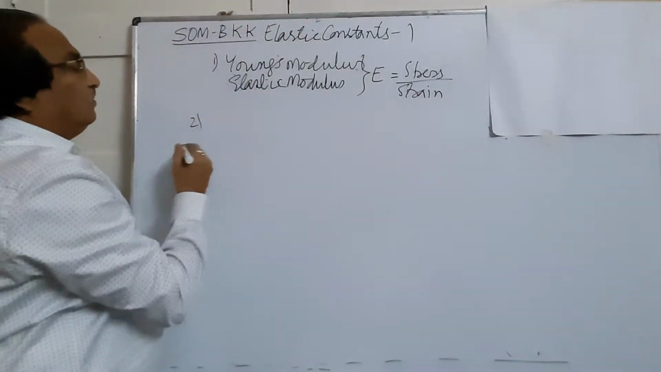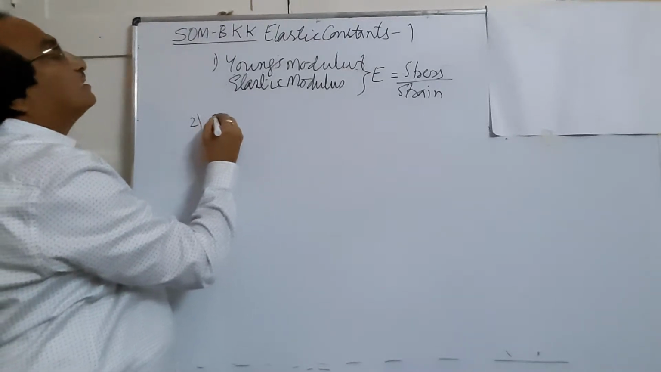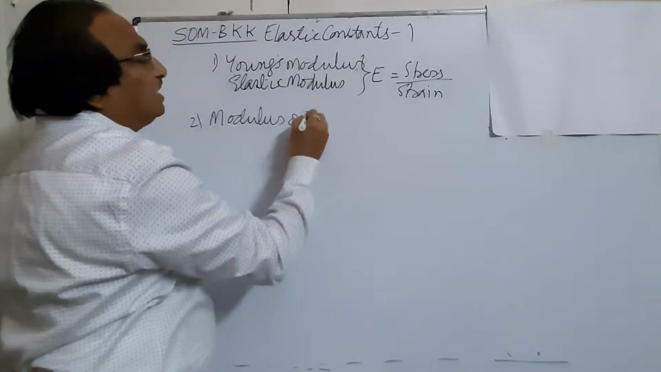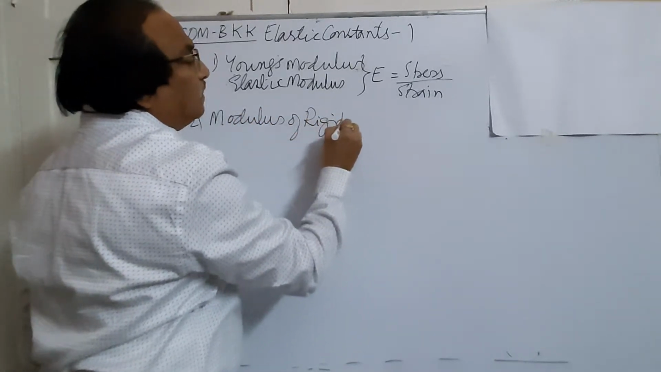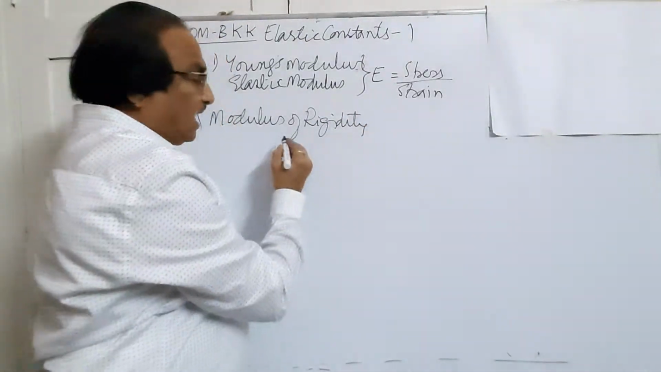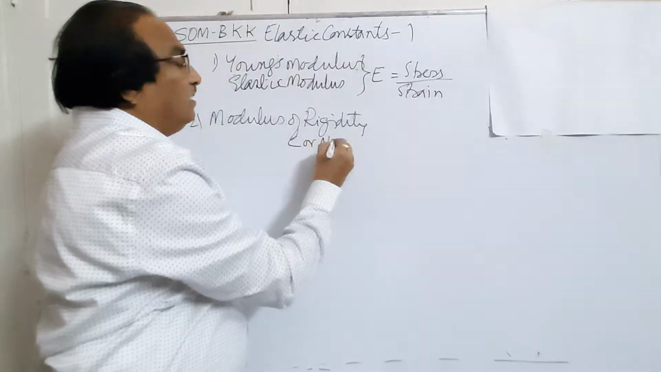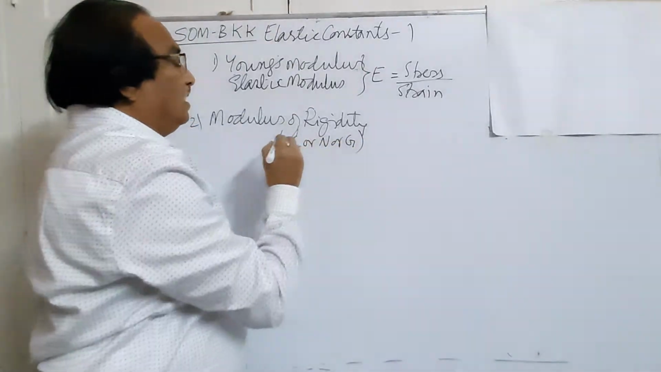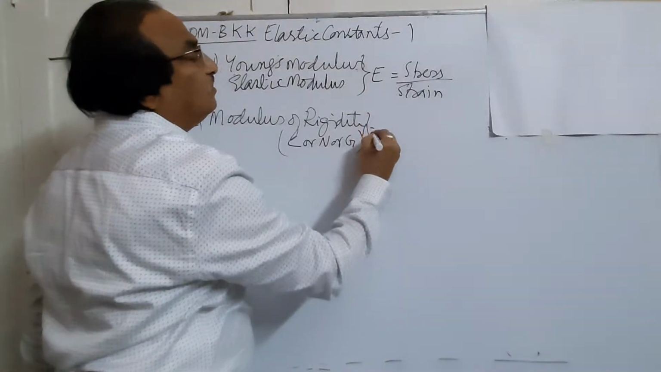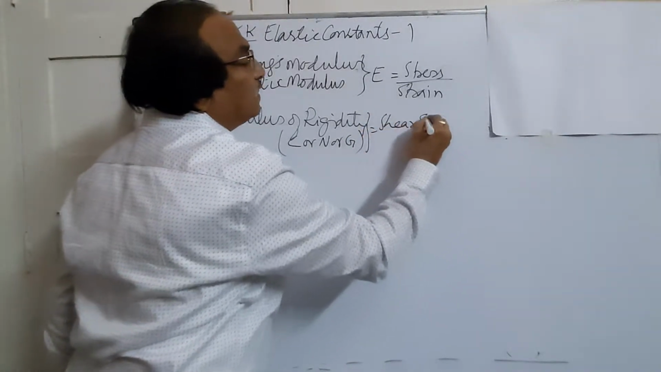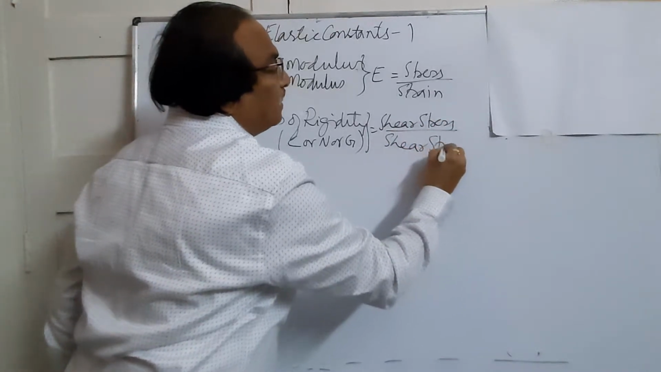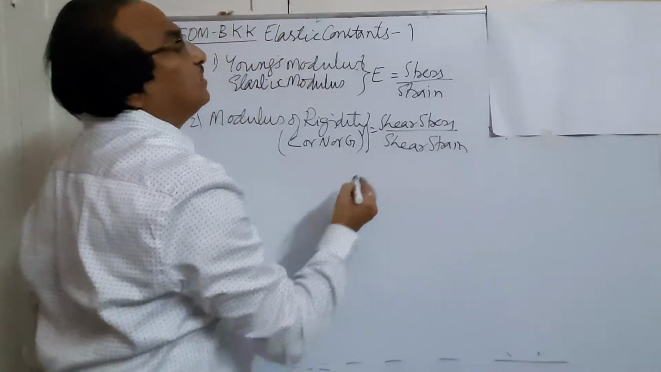The second elastic constant we see is the modulus of rigidity. We usually abbreviate this by either C or N or G. Any notation can be used here. So this modulus of rigidity is given by shear stress divided by shear strain. Shear stress by shear strain.